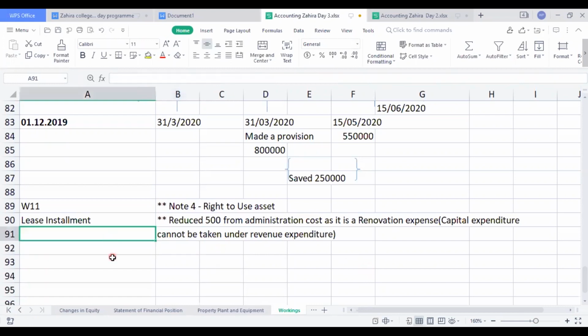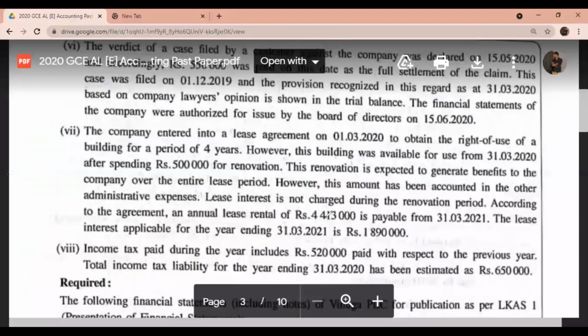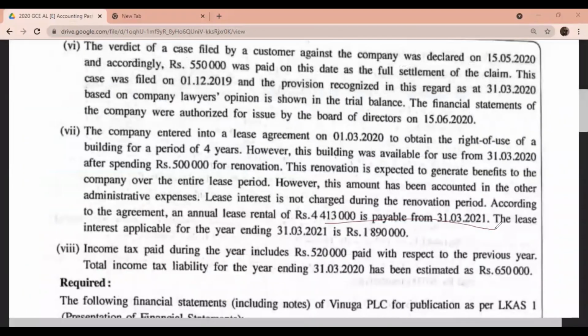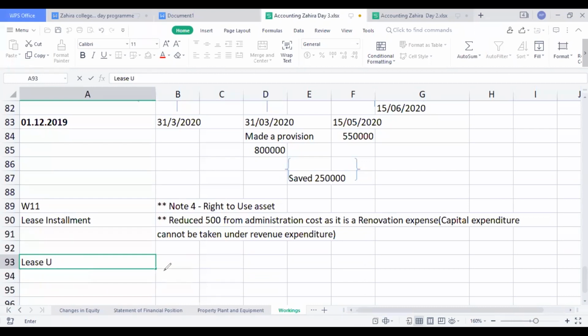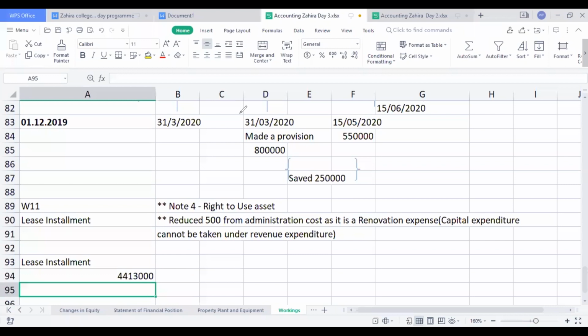Okay, so now I have lease installment. I'm going to move on to my lease installment and explain how it works. Now you guys know next year's lease installment they are given in the question. How much are they given in the question? 4,413,000 is payable from 31st March 2023. So I'll take my next year's lease installment first of all. So lease installment for next year. How much was the lease installment? 4,413,000 if I'm not mistaken.